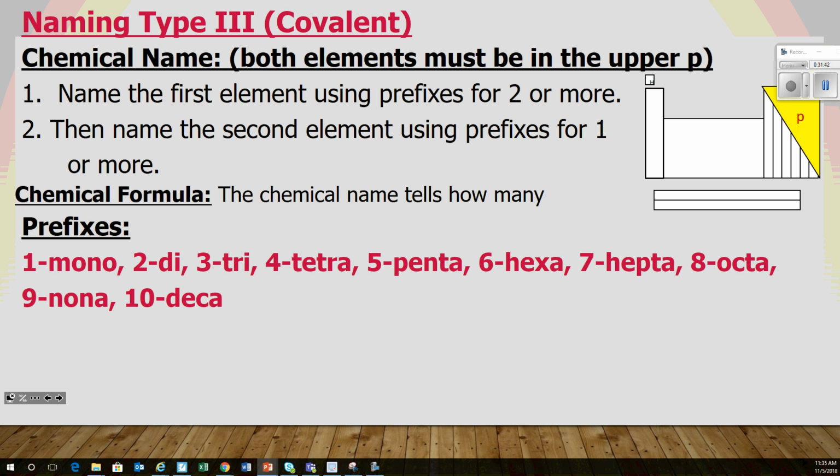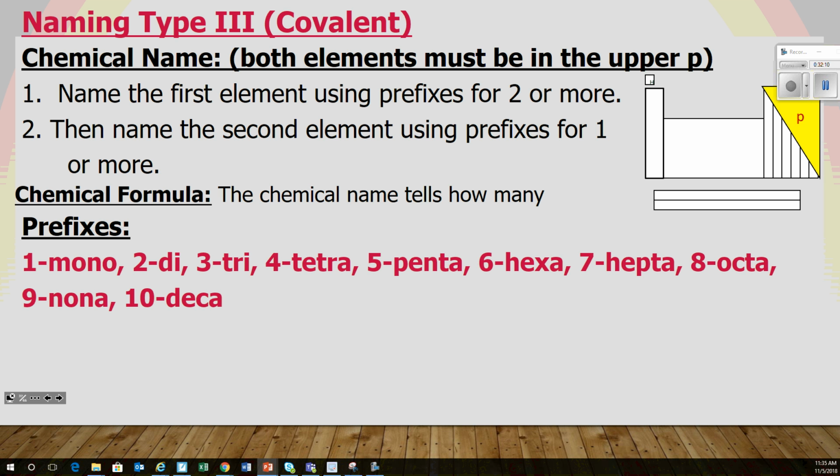Mono, if you do a monologue, it's 1 person. Di, it means 2, like dice. Well, tricycle or triangle. Tetra is probably the only one that you're not familiar with. Pentagon, 5-sided. Hexagon, 6-sided. Heptagon, 7-sided. Octagon, 8-sided. Nonagon, 9-sided. And decagon, 10-sided. So these are ones that we're going to use here.